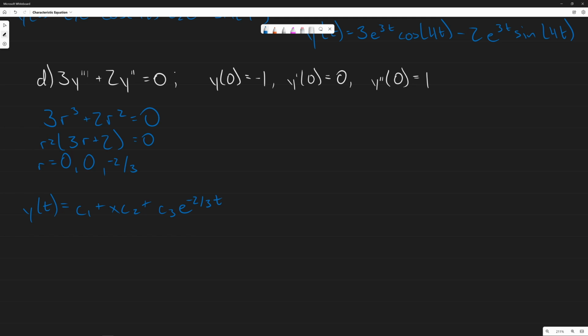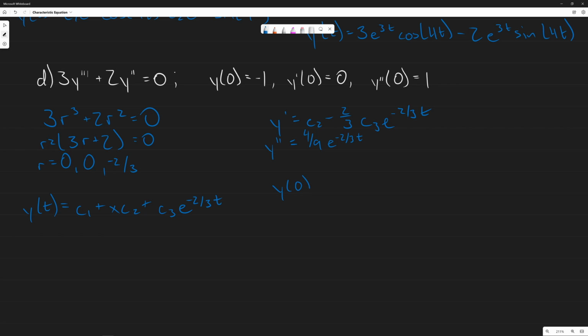And so now to plug in our conditions. Actually, before I do that, I'm going to take the derivative. So y prime will be equal to c2 minus 2 over 3 c3 e to the negative 2/3 t. Then y double prime will be equal to 4/9 c3 e to the negative 2/3 t.